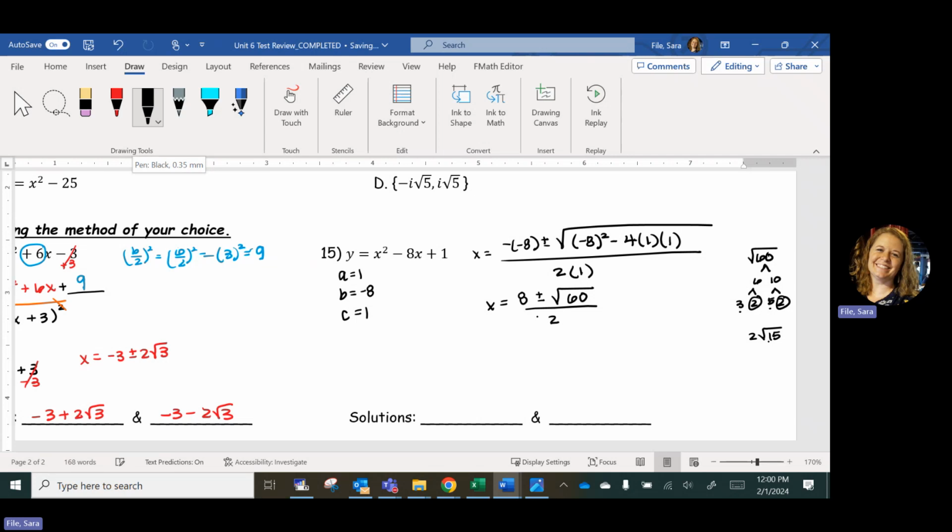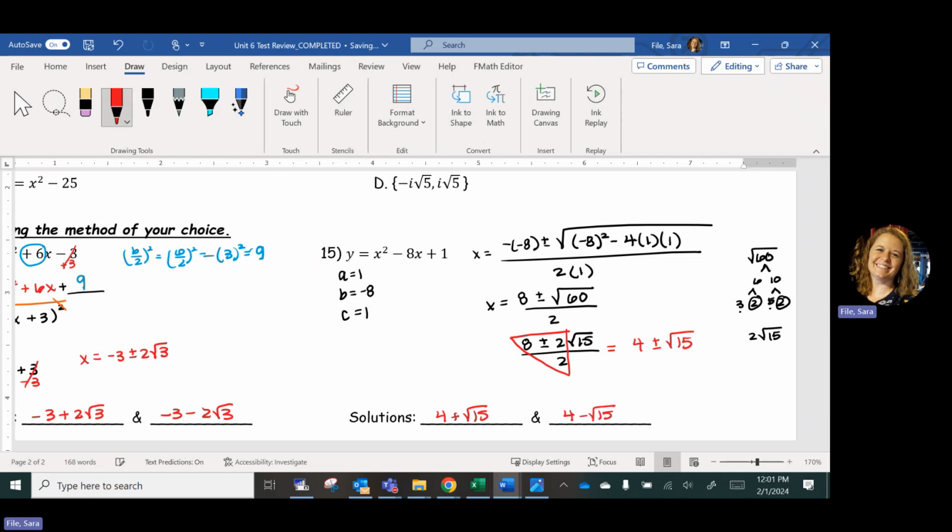So 2 root 15. So 8 plus or minus 2 root 15 over 2. Remember, I showed y'all this little triangle. As long as both of these numbers up here will reduce with this denominator, we can do that reducing. So the 8 over 2 is 4. The 2 over 2 is a 1. You don't have to put a 1. It's understood in front of the radical. So 4 plus root 15 and 4 minus root 15.